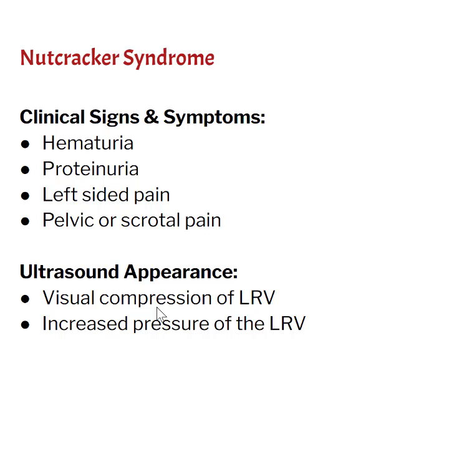The other thing that we see with Nutcracker syndrome is the presence of pelvic or scrotal pain. If you recall the venous drainage of the gonads, the left gonadal vein drains directly into the left renal vein, whereas the right gonadal vein goes directly to the IVC. So when the left renal vein is being compressed, causing a slowing or a blockage of the outlet, that can back up into the left gonadal vein, causing swelling and pain in the pelvis or scrotum. On ultrasound, we should be able to see the visual compression of the left renal vein, and there will be increased velocities and pressure within the left renal vein on Doppler.